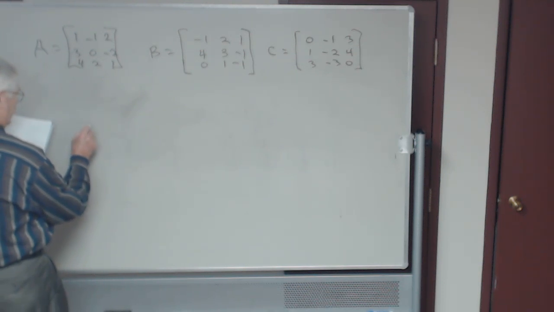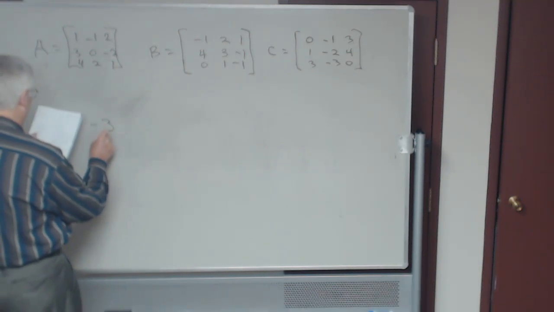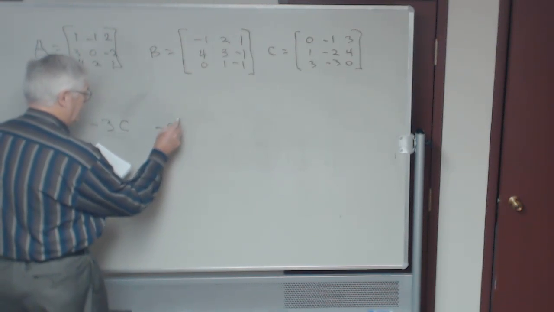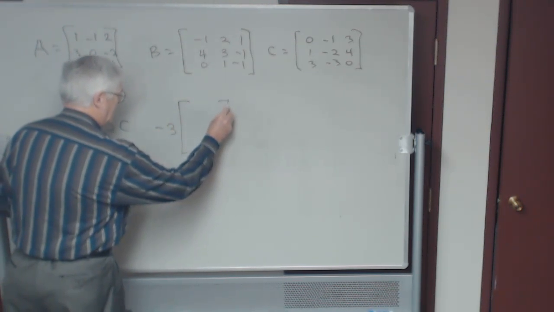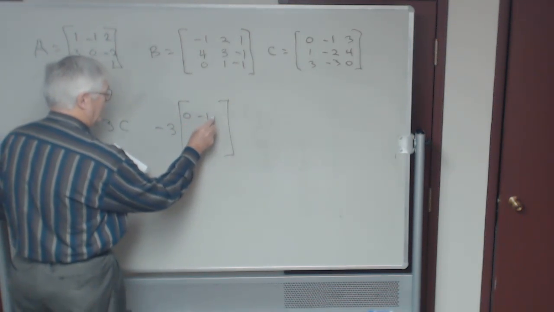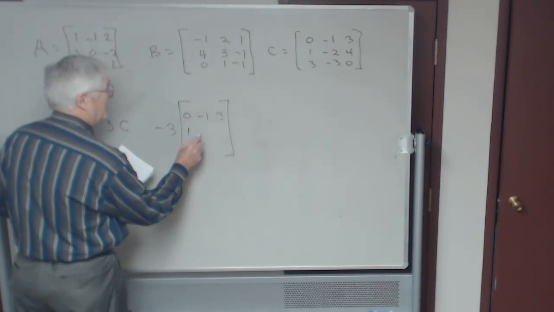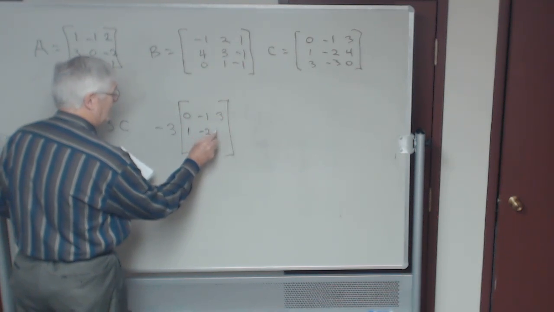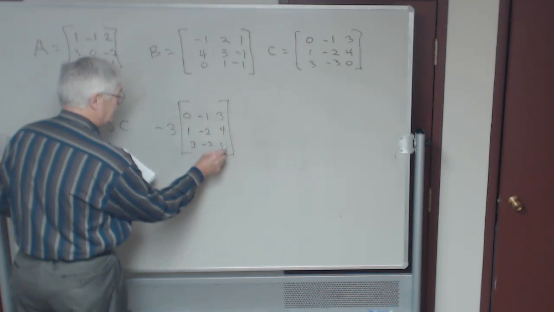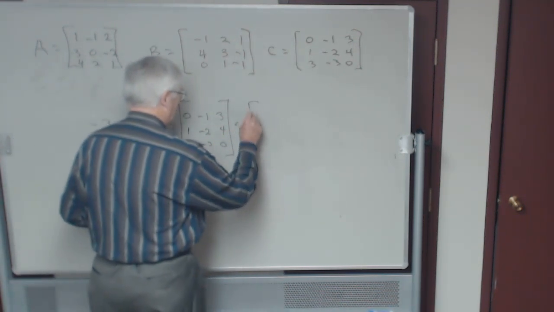8C, negative 3 times C. So that would be negative 3. And what would I have here? 0, negative 1, 3, 1, negative 2, 4, and 3, negative 3, 0. And what's that going to equal?